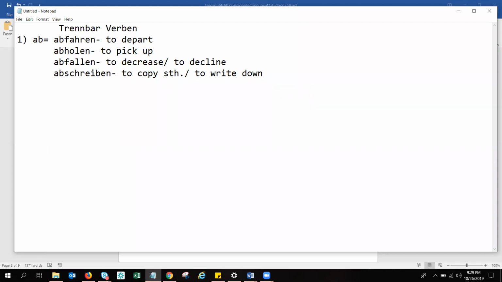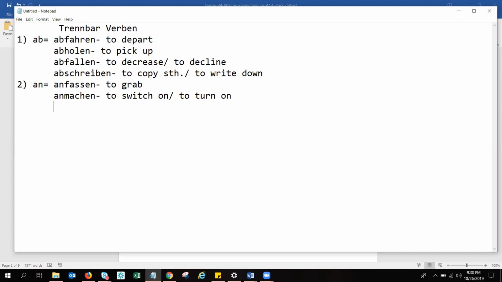Cool. So the next prefix is an. For example, anfangen we have done, so I'm not repeating it. Anfassen is like to grab, and then it is anmachen. Anmachen is to switch on or to turn on, in the sense of switching on the lights or turning on the TV. Whenever there is this word anmachen, it is to switch on or to turn on.